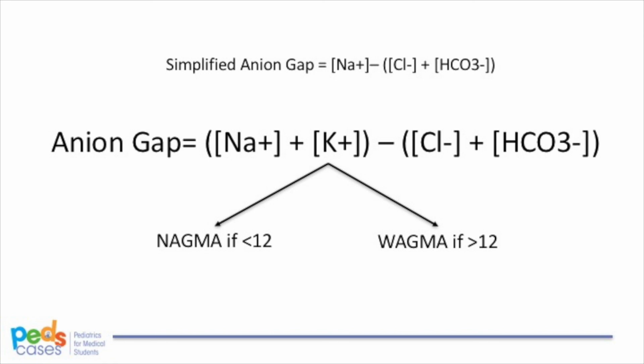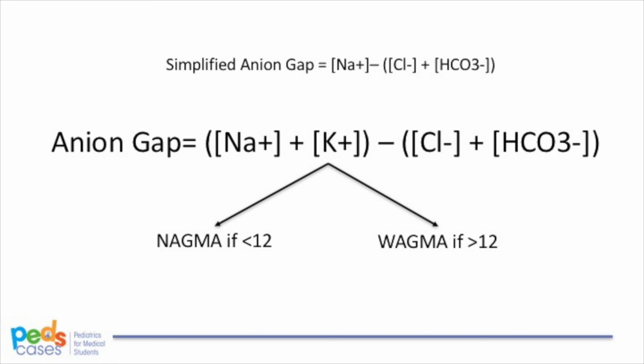M is for methanol or metformin. U is for uremia. D is for diabetic ketoacidosis. P is for multiple things such as propylene glycol, paraldehyde, or paracetamol. I is for multiple things such as iron, isoniazid, isopropyl alcohol, or infection. L is for lactic acid. E is for ethylene glycol. And S is for salicylates.